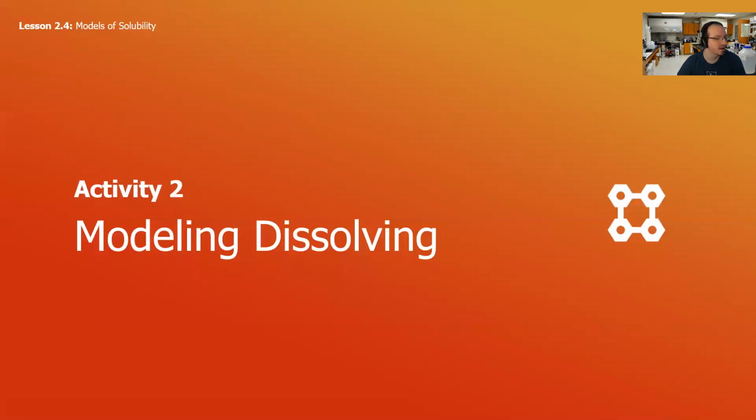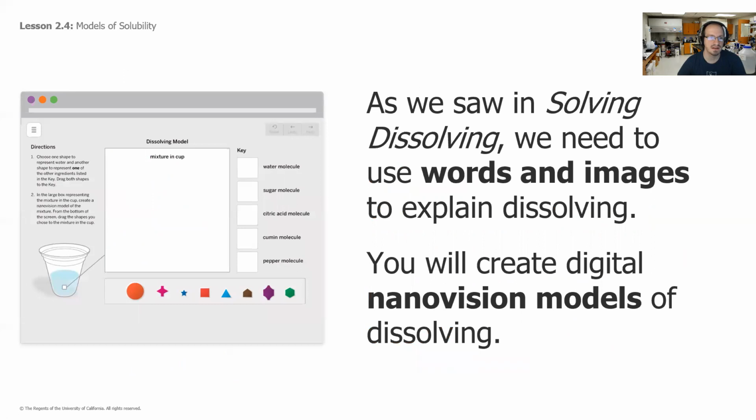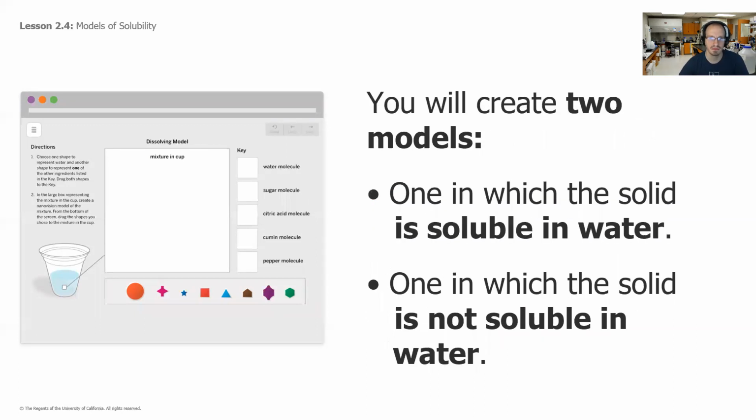Last activity we're going to do today is we're going to make our own digital models of what dissolving looks like, and it's going to be something similar to the ones we just saw. So as we saw in our dissolving book, we need to use both words and images to explain dissolving. So we're going to create some digital nanovision models of dissolving right now. We're going to create two different models, one in which the solid is soluble in water and the other where it's not soluble in water.